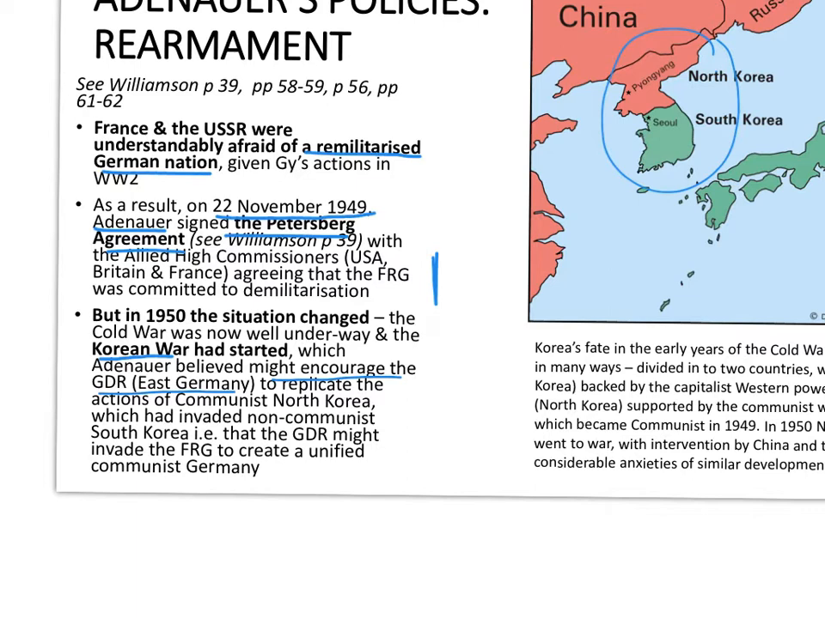And Adenauer was worried that Walter Ulbricht, the leader of East Germany, might now be motivated to do a copycat war and attack West Germany in order to create a unified communist Germany. So that ripple effect, that fear, those anxieties that developed in West Germany now suddenly became very significant in Germany.